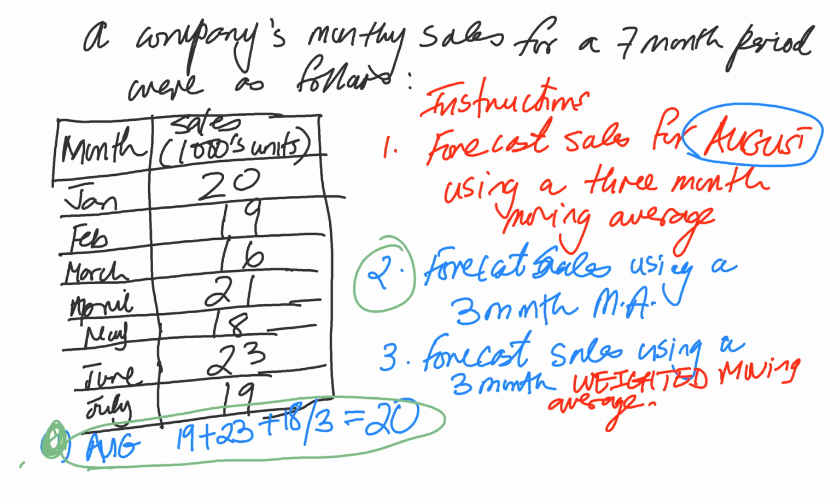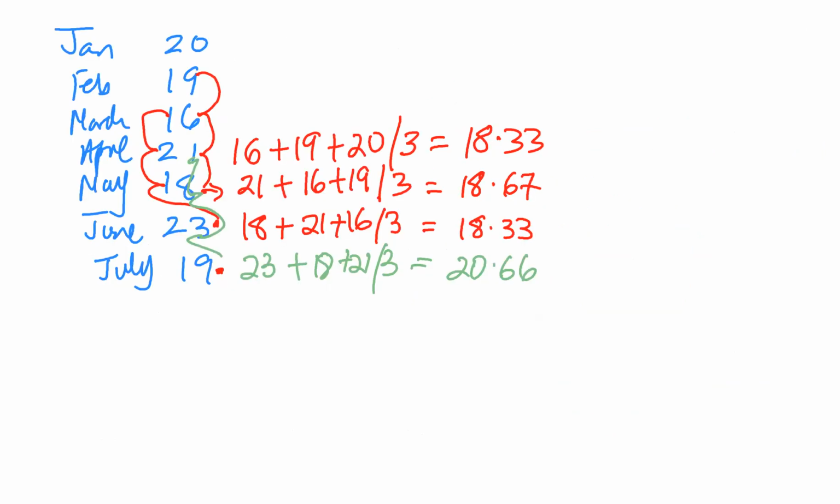The second one says forecast sales using a 3-month moving average. It did not specify any particular time. Here is your response: that requires you to run through the entire data set that is in the original table given in the problem only. That's what that means. Good.